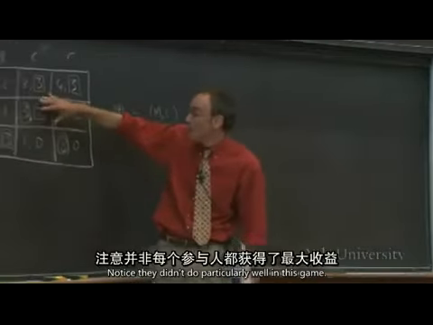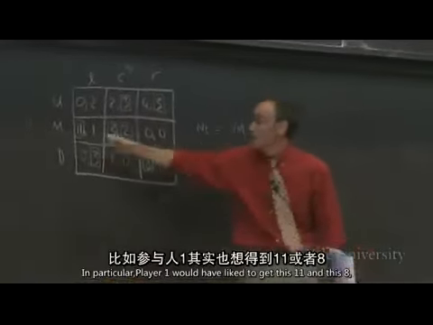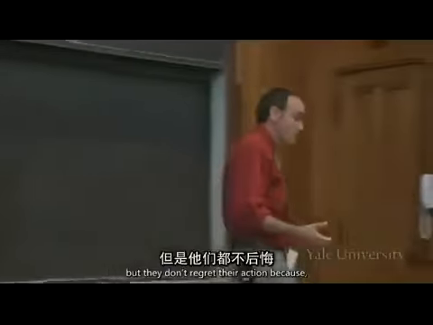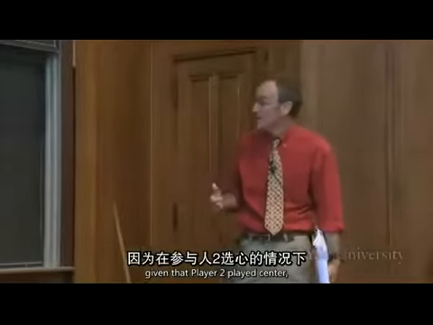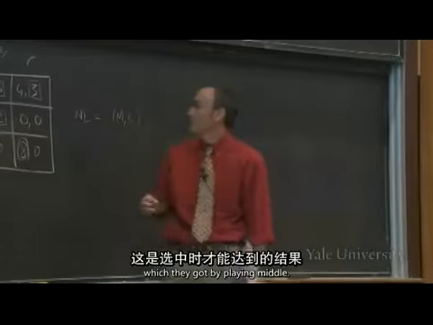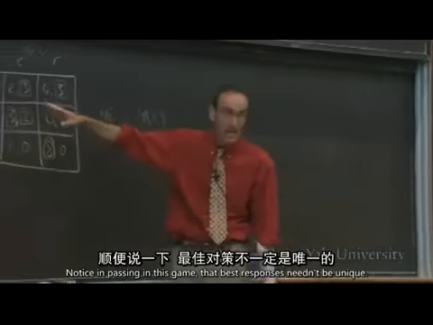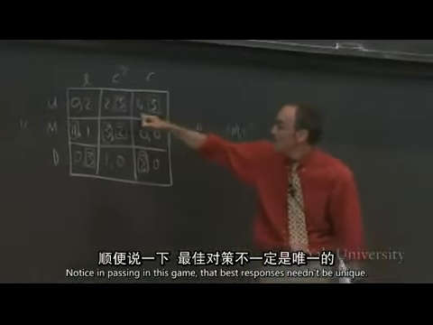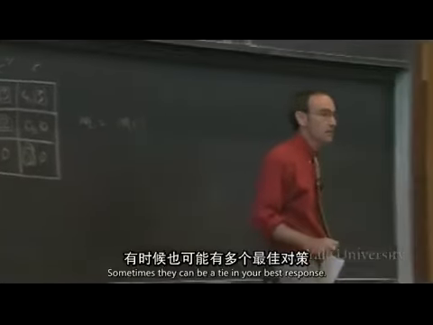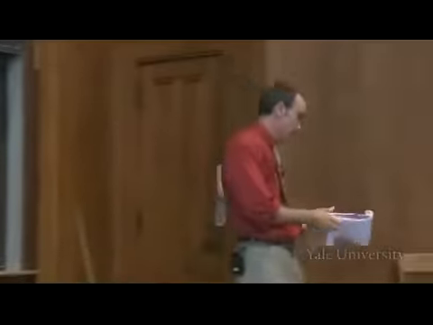Notice they didn't do particularly well in this game. In particular, player 1 would have liked to get this 11 and this 8. But they don't regret their action because given that player 2 played center, the best they could have got was 3, which they got by playing middle. Notice in passing in this game, that best responses needn't be unique. Sometimes there can be a tie in your best response.